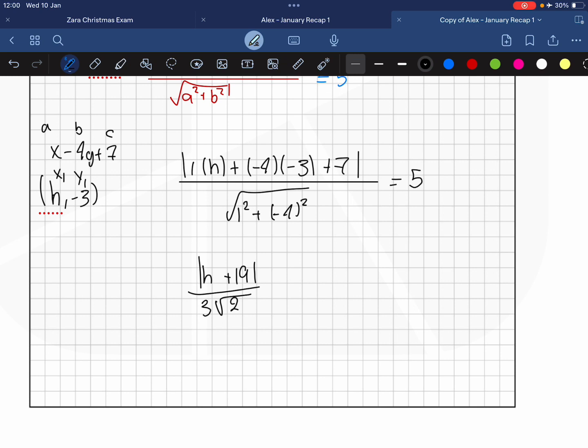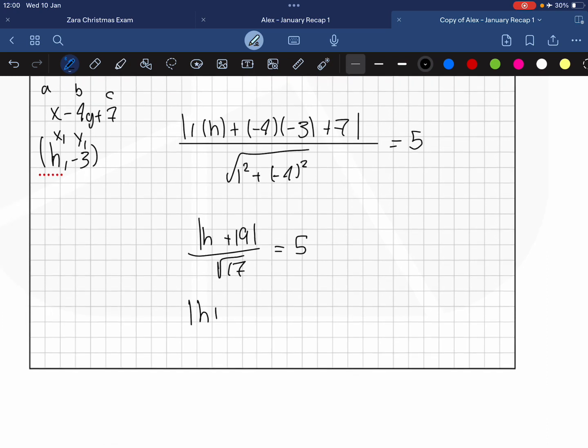Square root of 1 squared plus 4 squared, root 17, sorry, equal to 5. Multiply the root 17 across, so then we're going to have the absolute value of h plus 19 is equal to 5 root 17. So this is how we're going to find it.